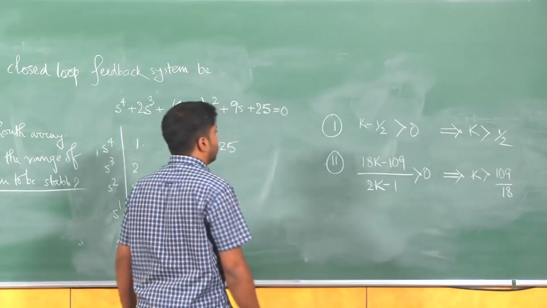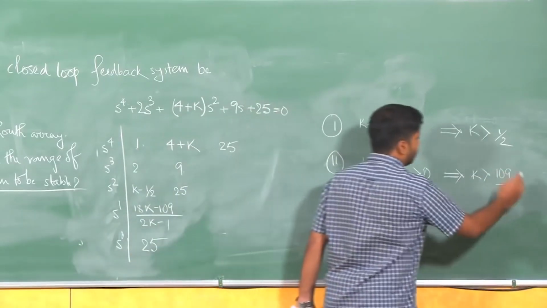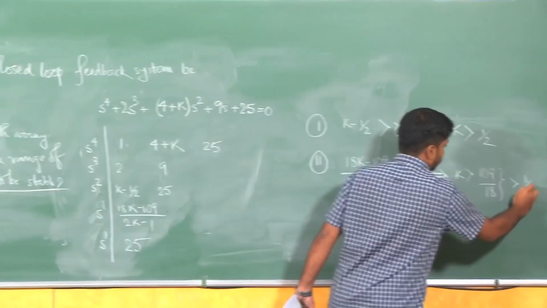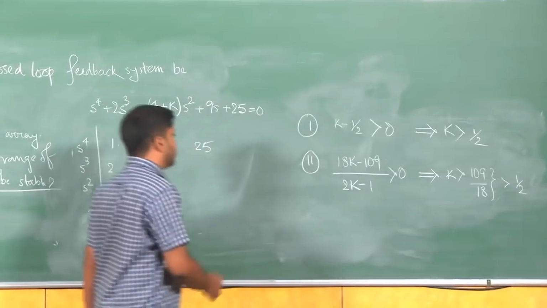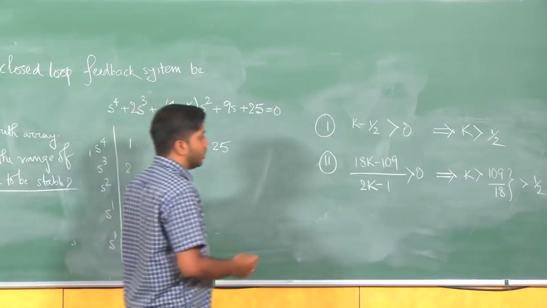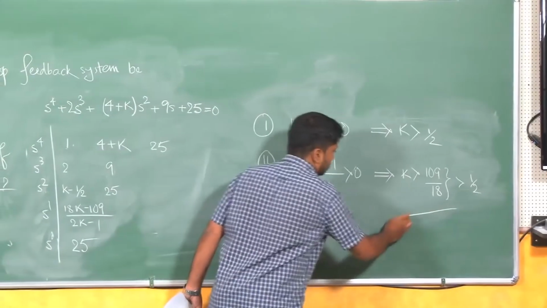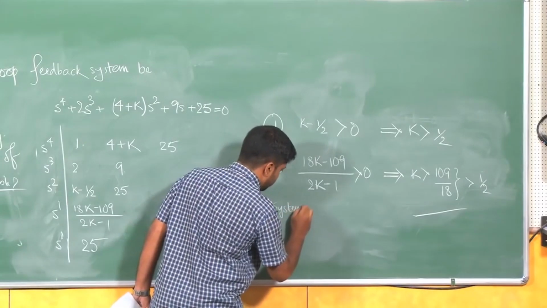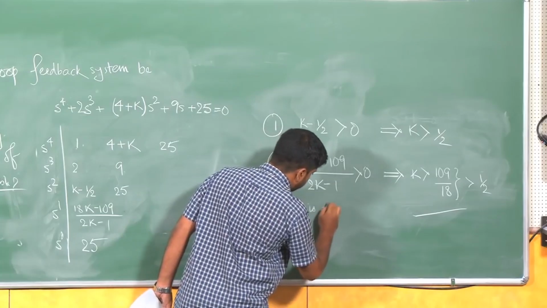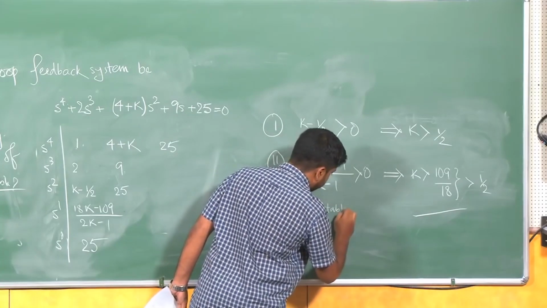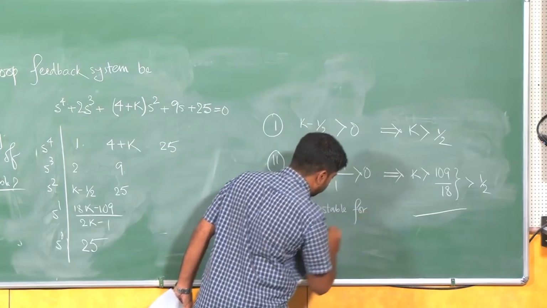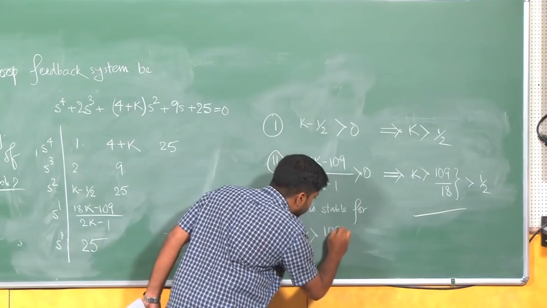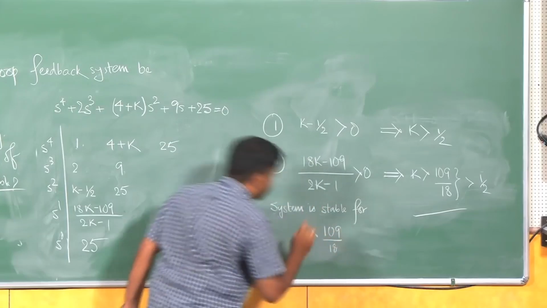Now, definitely this value 109 by 18 is greater than half. So, the system will be stable when the value of k is greater than this. So, the system is stable for k greater than 109 by 18.